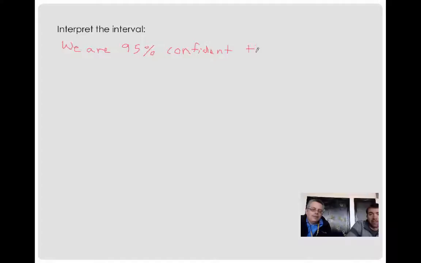The interval, and we'll write the interval. So it's 0.13, oops, that was meant to be a parenthesis, to 0.19, contains the true proportion. Now we have to state it in context. The true proportion of accidents with teenage drivers.